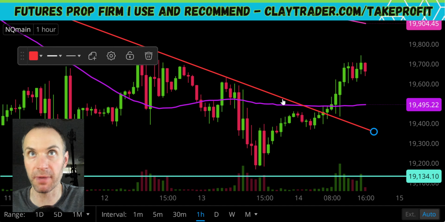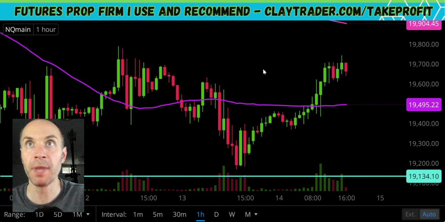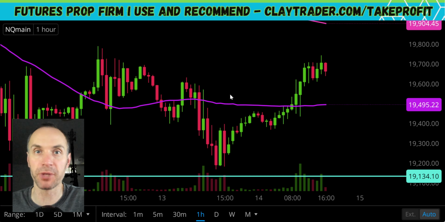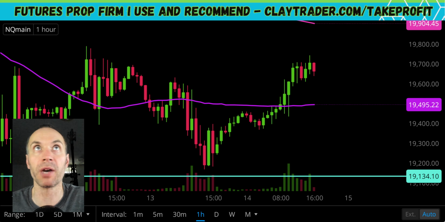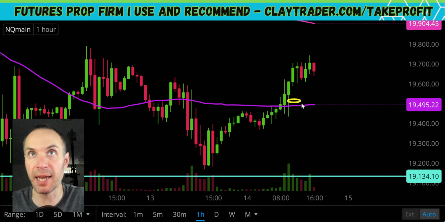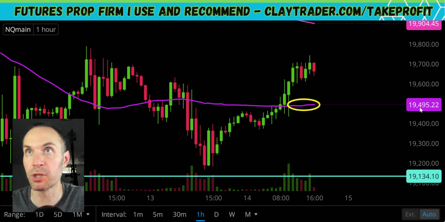So I'm going to go ahead and get rid of that level as it served its purpose for now. And really moving forward now, if you were to say, Clay, what would make this chart look the healthiest? What would make the breakout look the healthiest? That would be if the price can now start to stay above the former key breakout point right there, that 50 period moving average at, let's just call it 19,500.